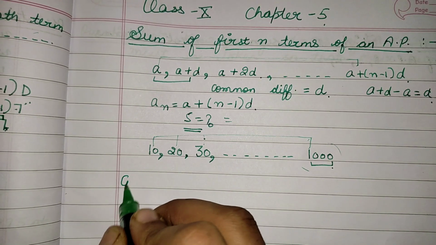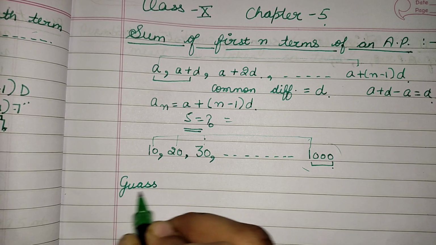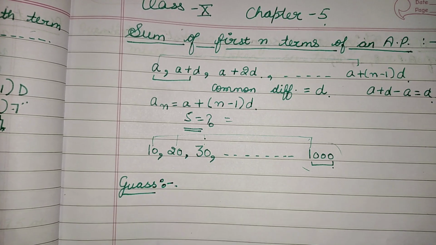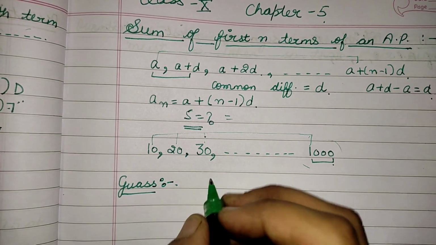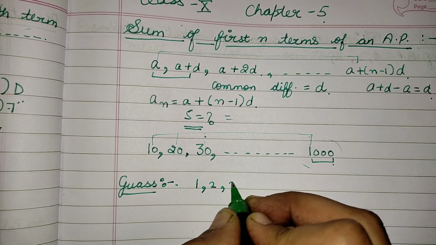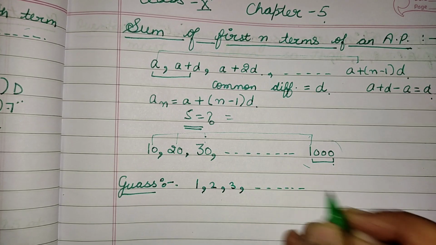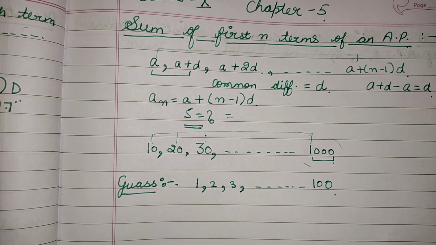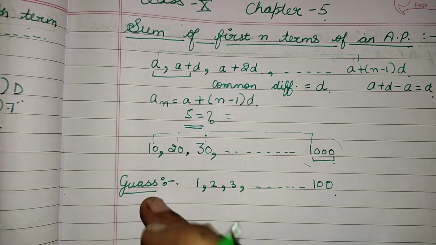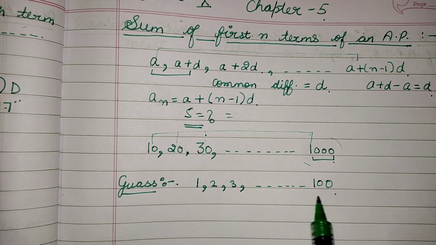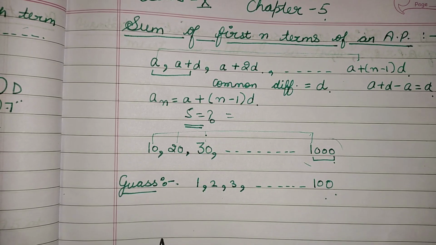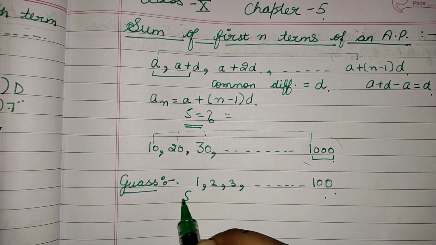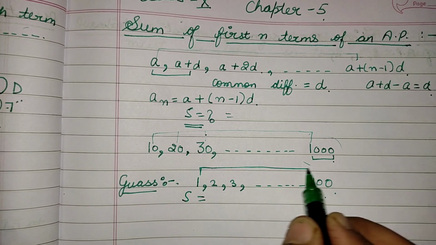So you know about Gauss, about whom you have studied in chapter number 1 of class 10th, that the numbers 1 to 100 were given to him and he did the addition within a few seconds. So how did he do it? He found out the sum like this.